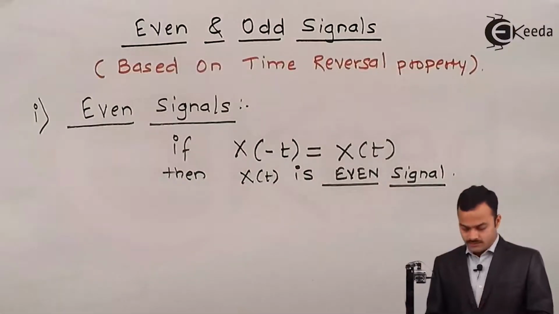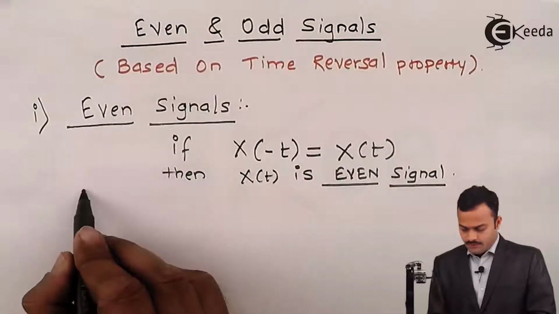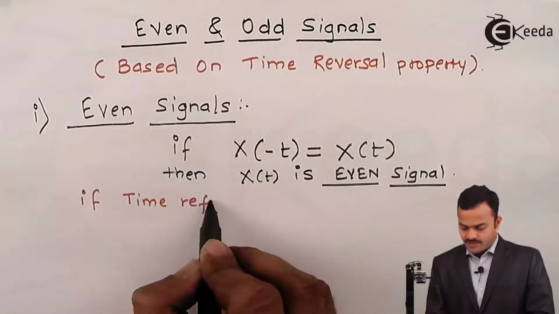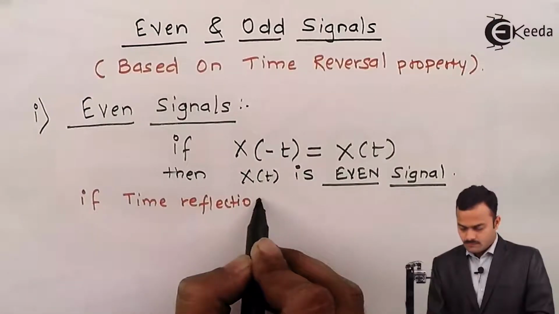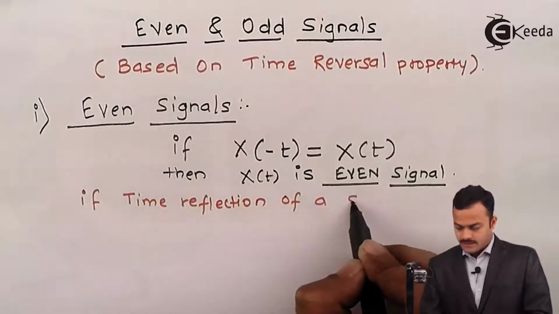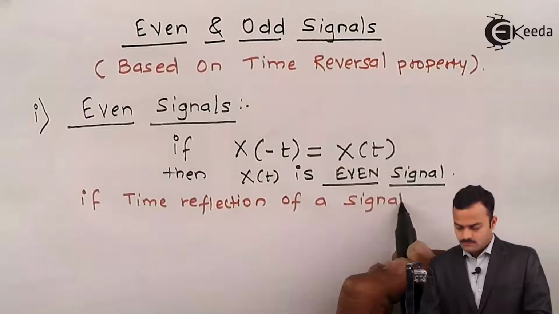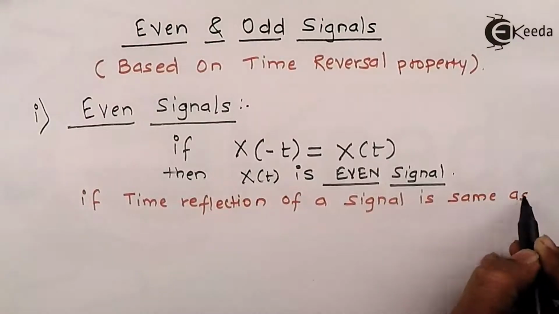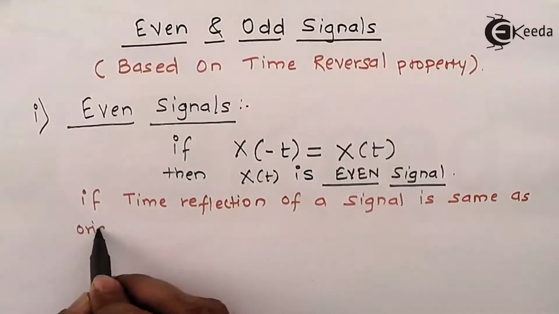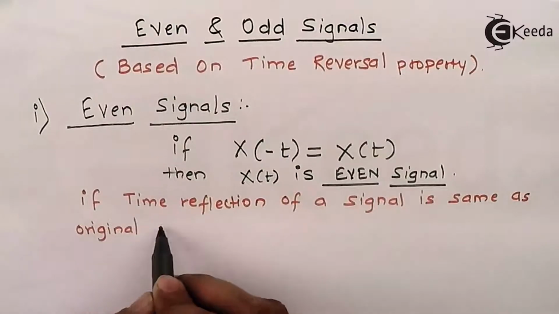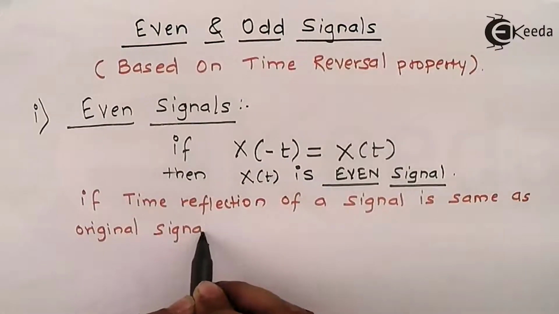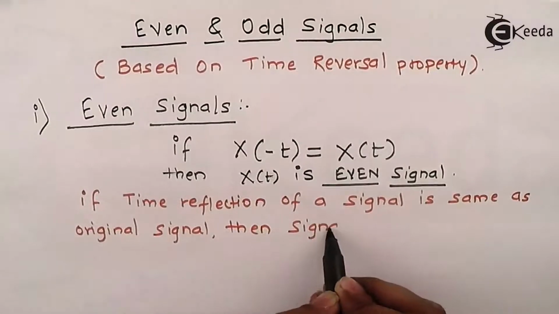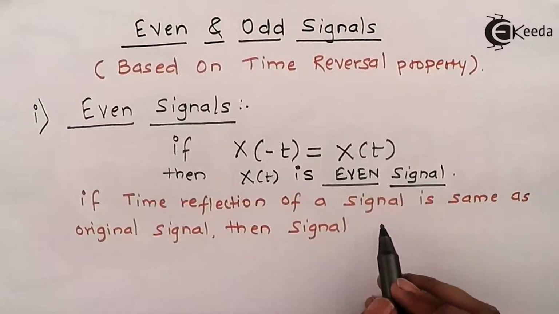What we can say in words, if time reflection of a signal is same as the original signal, then the signal is called an even signal.